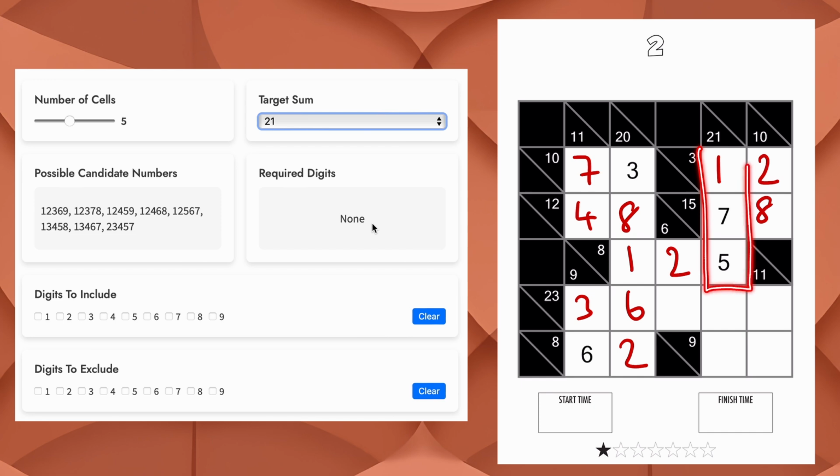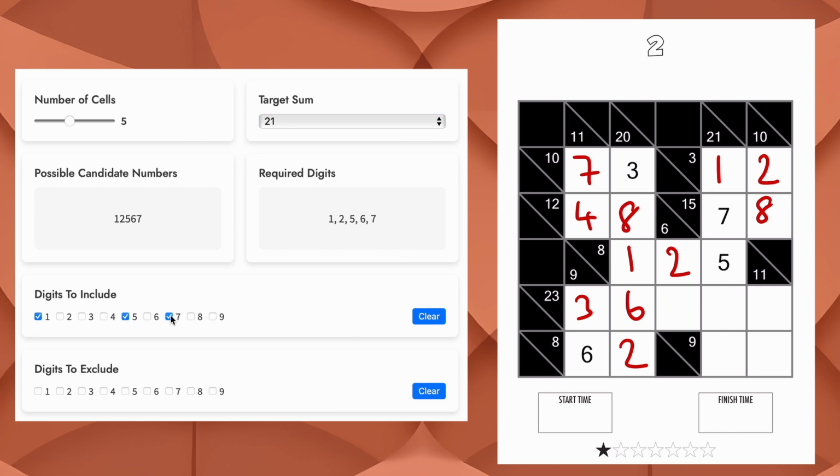And that is these 3 digits are already in the sum, the 1, the 7 and the 5. So we just put those in this digits to include section, 1, 5, 7. And that has immediately reduced our possible candidate numbers to 1 set of digits. So they are all required digits because they're the only ones that will fit. Well, we've already done our 1, 5 and 7, so we know from this that we also need a 2 and a 6. It's telling us that these 2 digits must be a 2 and a 6.